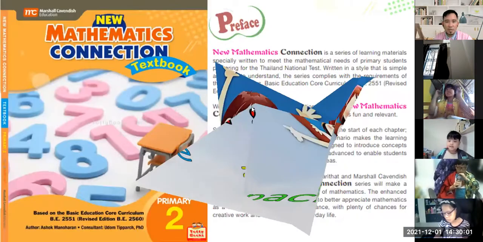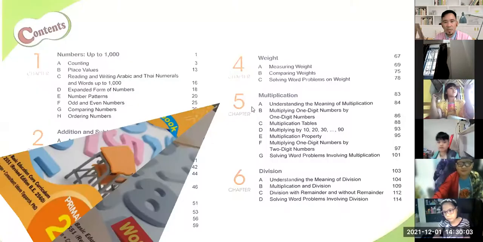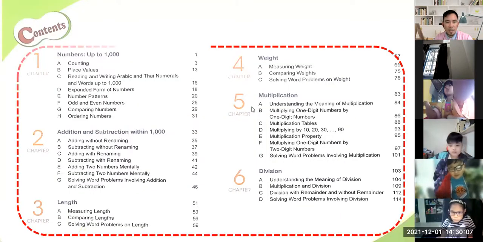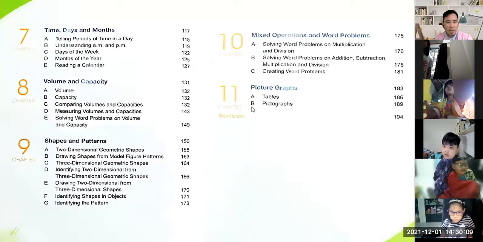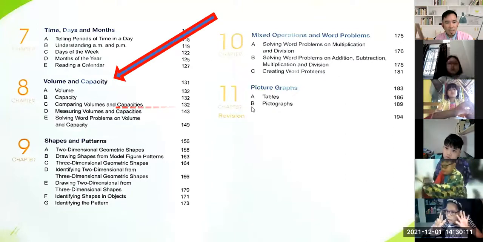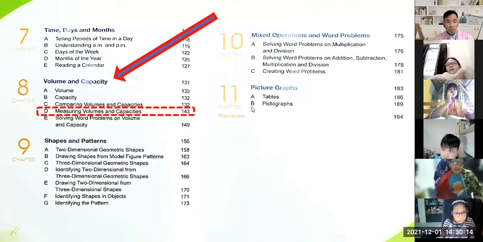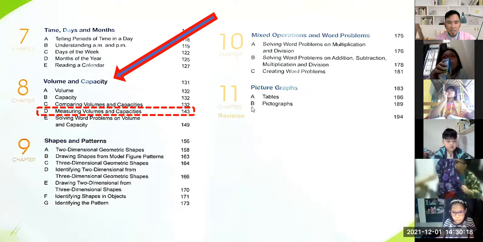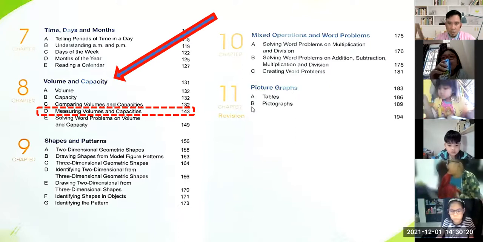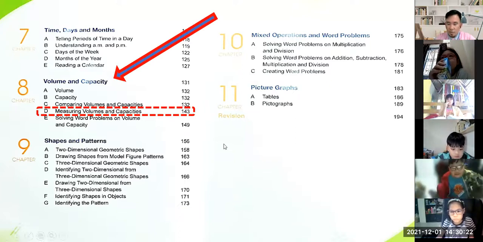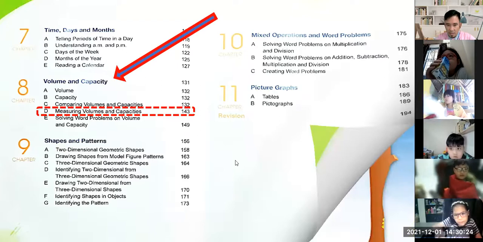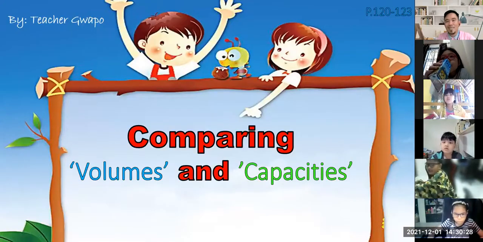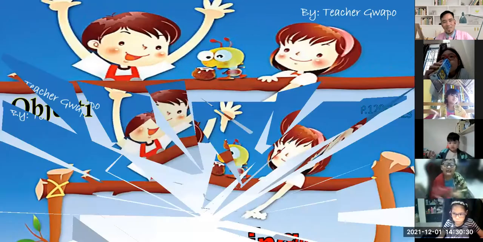Okay, so these are the books that we're using, the textbooks and the workbook. And these are the chapters that we have done already. So now we are in chapter 8. It's volume and capacity, comparing volumes and capacities and measuring volumes and capacities. If you have your workbook or textbook, you can open on page 143. But if you don't have, just wait, I'm going to tell you later. Now, comparing volumes and capacities.